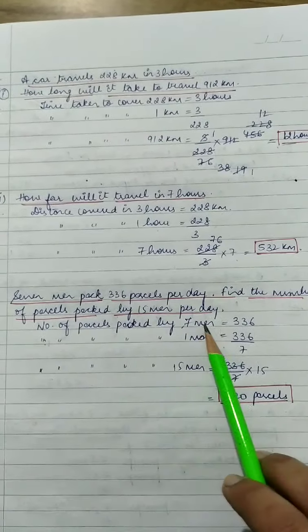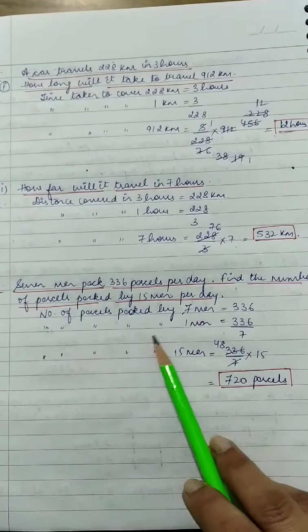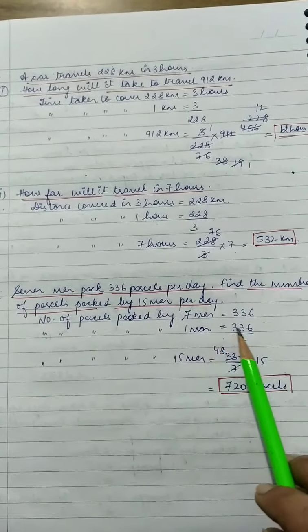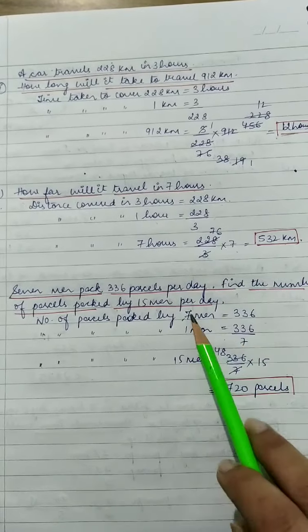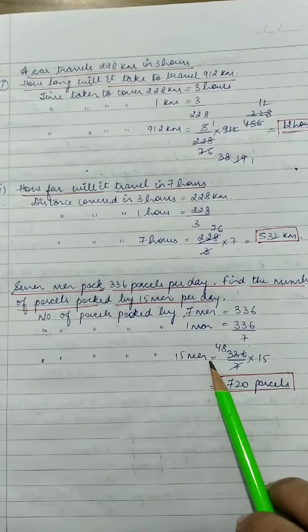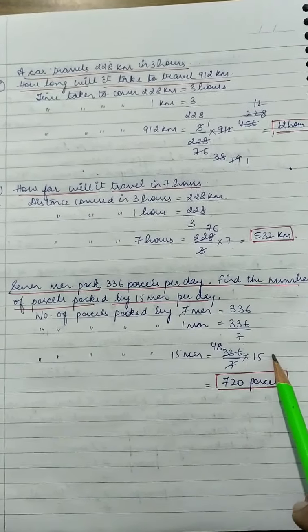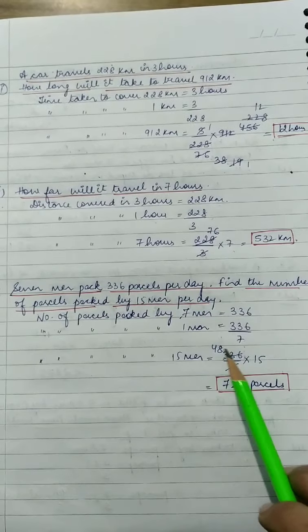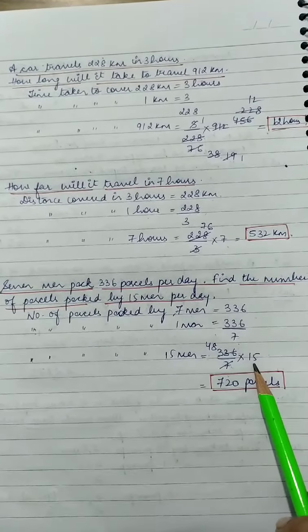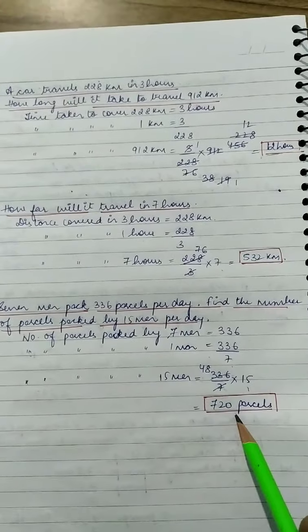Now, the number of parcels packed by 7 men is 336. The number of parcels packed by 1 man is equal to 336 by 7. And the number of parcels packed by 15 men is equal to 336 by 7 into 15. With the table of 7, you can cancel it. You will get 48. And 48 into 15 you can multiply, which is equal to 720 parcels.